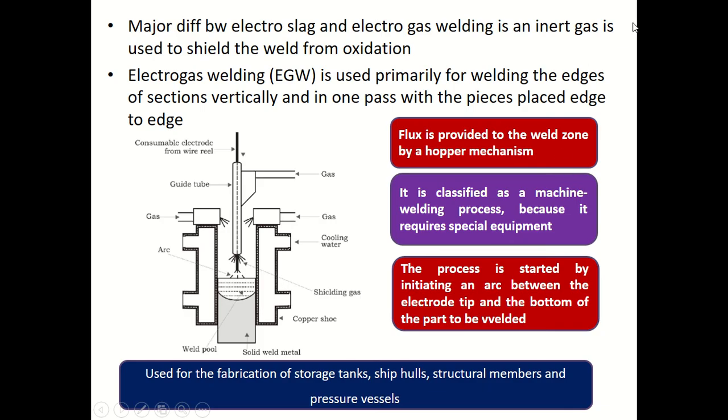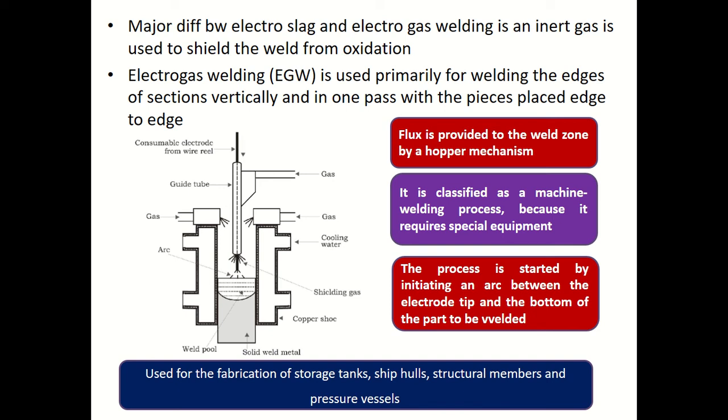The major difference between electro slag and electro gas welding is the inert gas used to shield the weld from oxidation. That is the major difference. We can also call electro gas welding an extension of submerged arc welding, and you can see that a similar kind of experimental setup is used here.